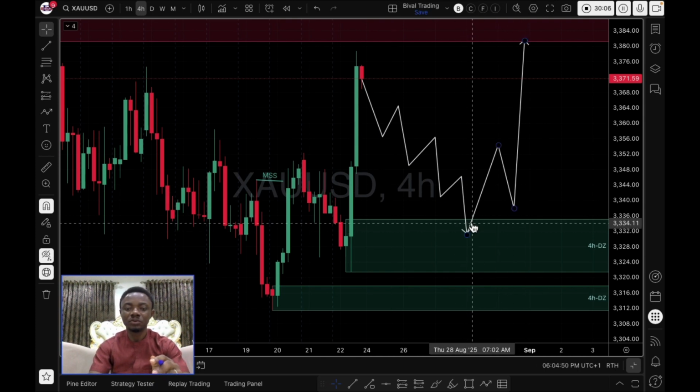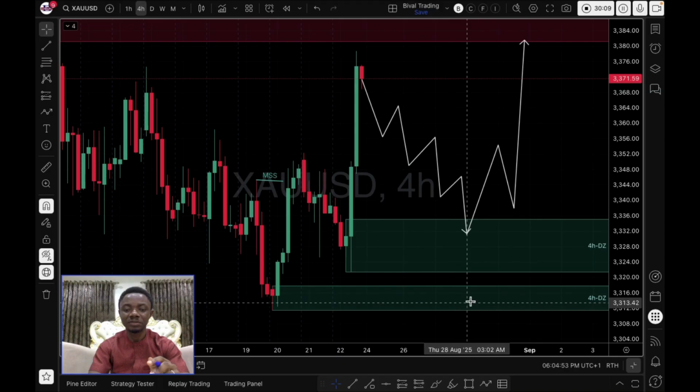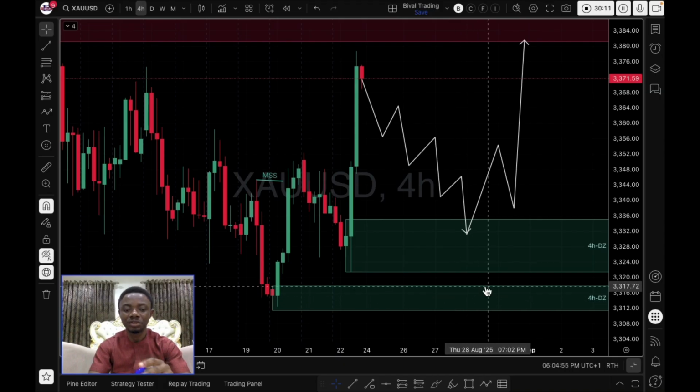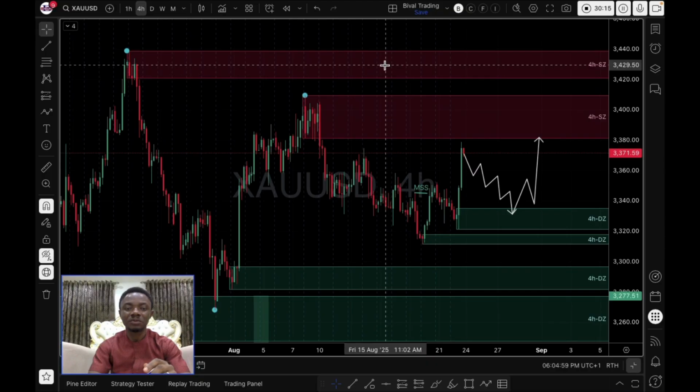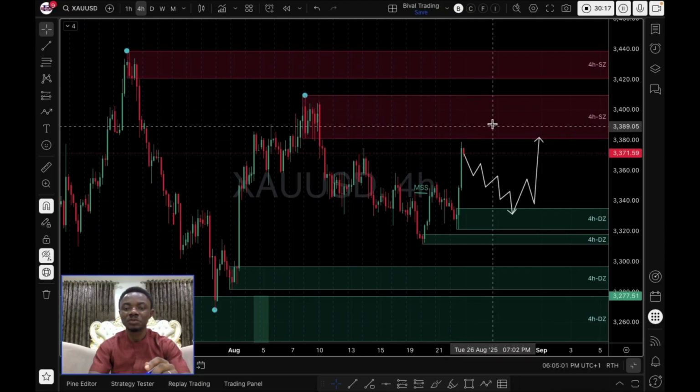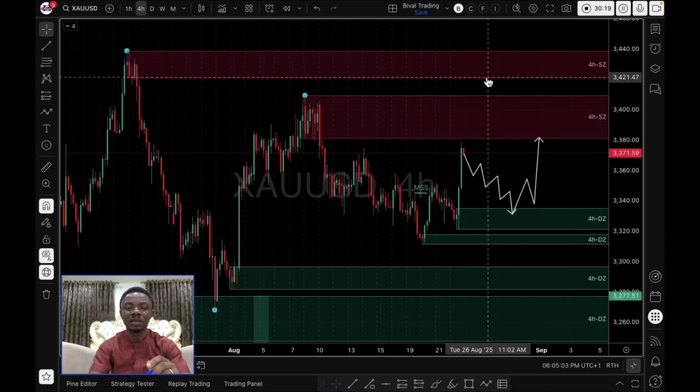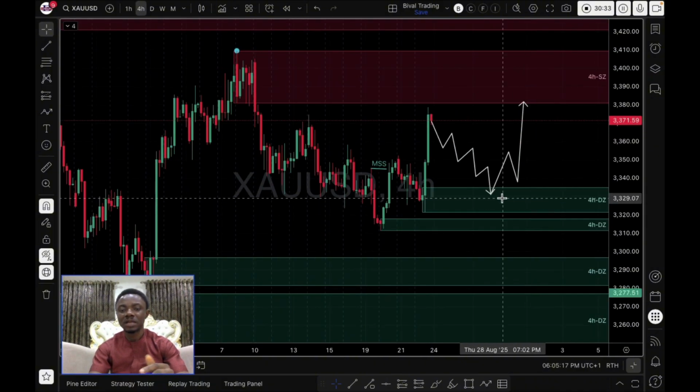Now, what if this zone should fail? We also have this demand zone down here where you can also trade from. All right. Then also we'll have a supply zone up there as well. Should in case this one fails, we'll have a supply zone up there as well where we can also take a shot from.